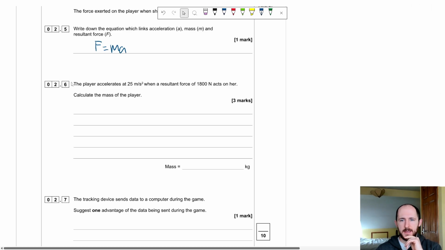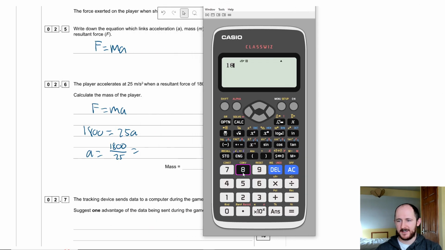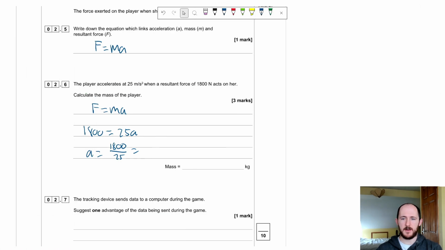And then it says the player accelerates at 25 meters per second squared, which is ridiculously fast, when a resultant force of 1800 newtons acts on her. Calculate the mass of the player. Well, if we have F equals ma, and we have F equals 1800, mass we don't know, but we know a is 25. 1800 equals m times 25. Then that means that m is just equal to 1800 divided by 25. Again, I should be able to work this out, but let's just leave it as is, shall we? 72 kilograms.